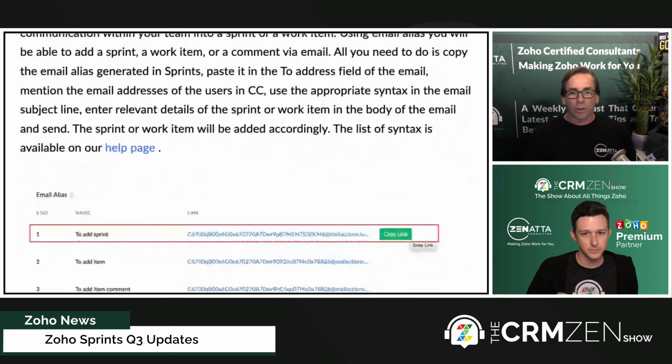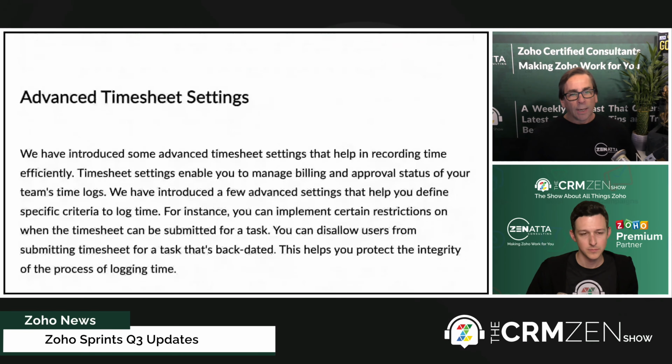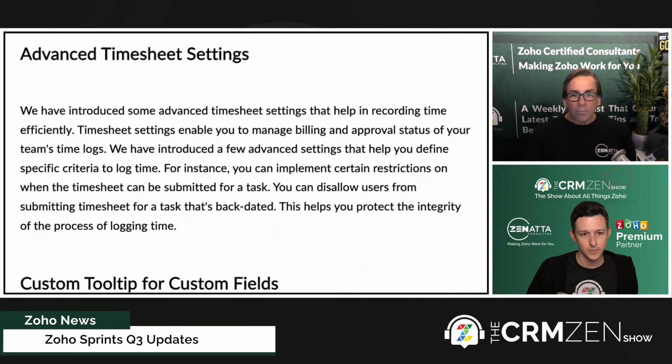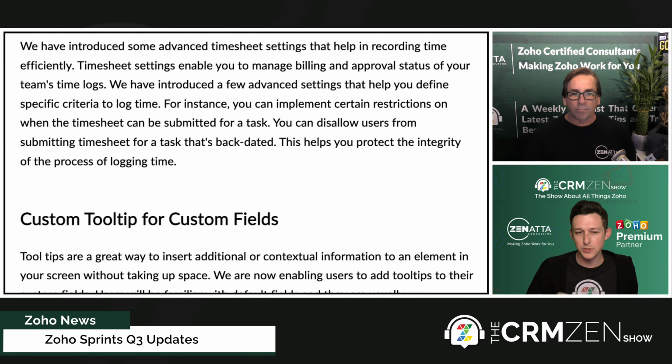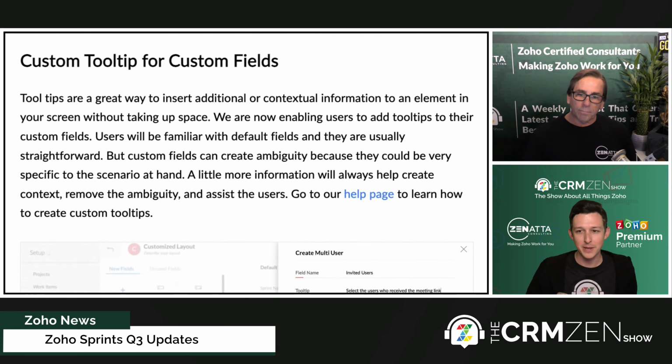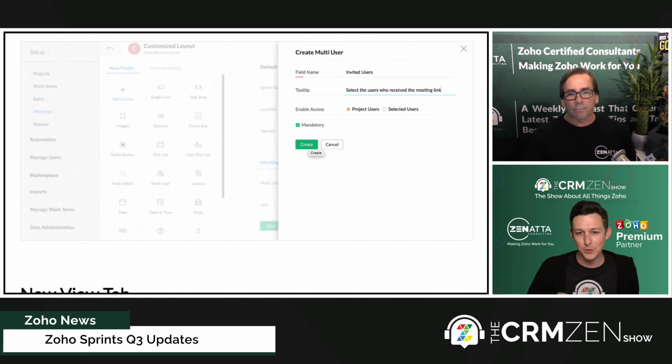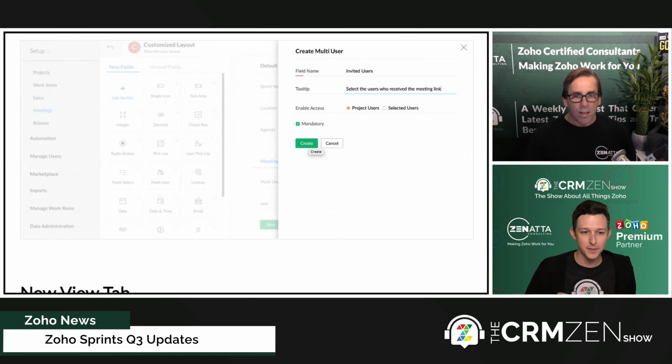Email aliases are now supported as well. And then, Tyler, we've got some advanced timesheets. Pretty much the same as what you've got in projects, bringing it more into line. Yep. Tooltips for custom fields. This is a need to have. Cool. Anywhere that you can add something custom, always good to be able to drop in a tooltip like that.